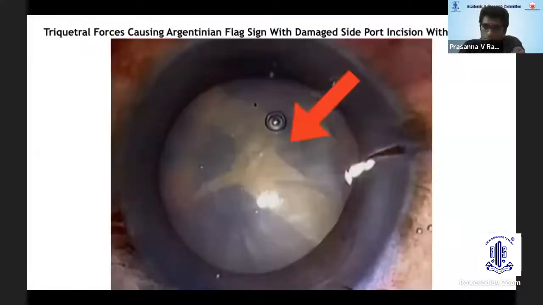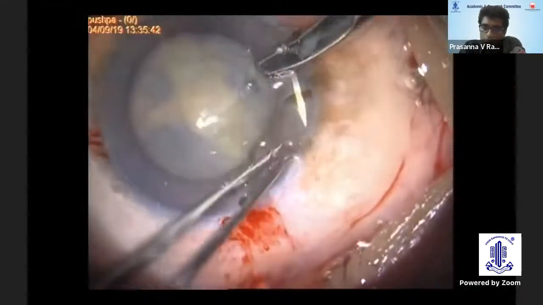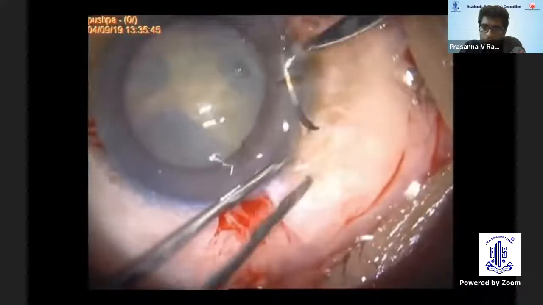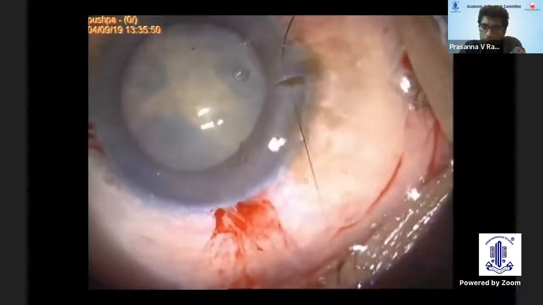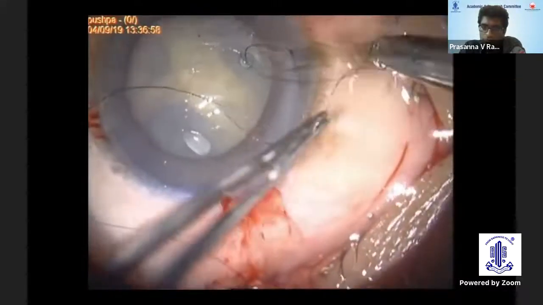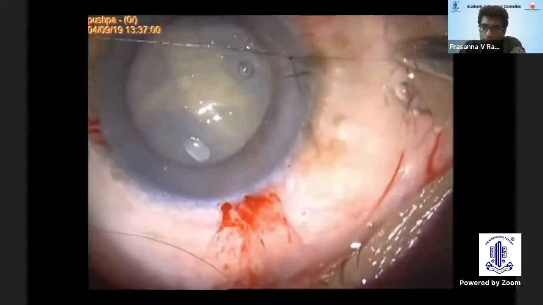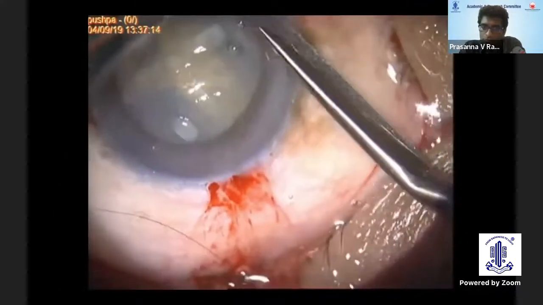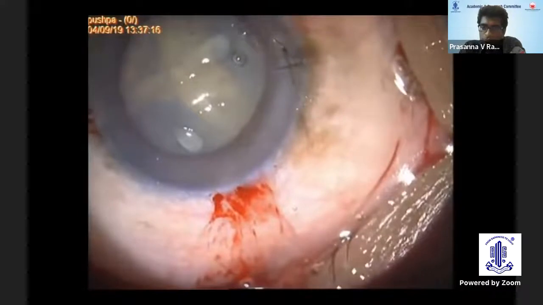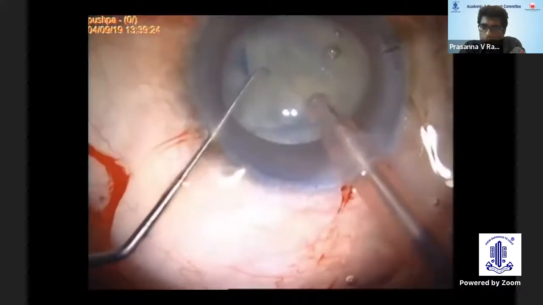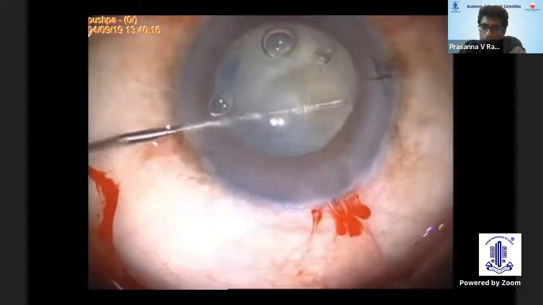So, the complication of Argentinian flag sign with a damaged side port was now on my plate to manage. I wanted to secure the side port corneal tear to have a steady anterior chamber during phaco maneuvers. Any fluctuation in the anterior chamber will only further propagate the equatorial tears into the posterior capsule. Slow motion phacoemulsification was proceeded to minimize the stress on the zonules.